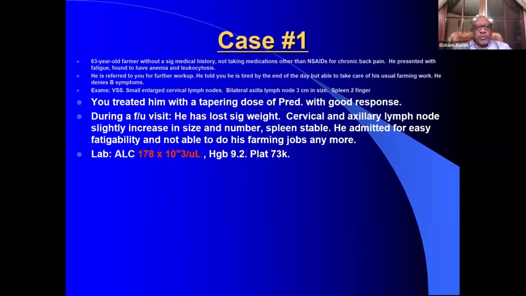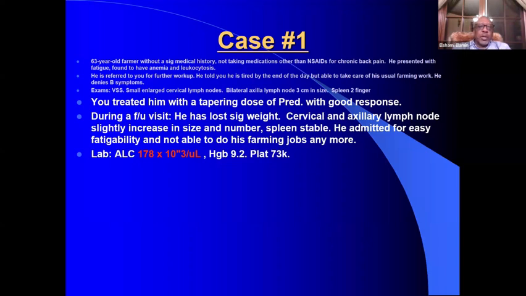So during a follow-up visit, he has lost significant weight. He came back to you with a significant weight loss. You couldn't even tell who he is because of the significant weight loss. And you found he has cervical and axillary lymph nodes, slightly increased in size and number. Spleen is stable. He admitted to easy fatigability and not being able to do his farming job anymore.